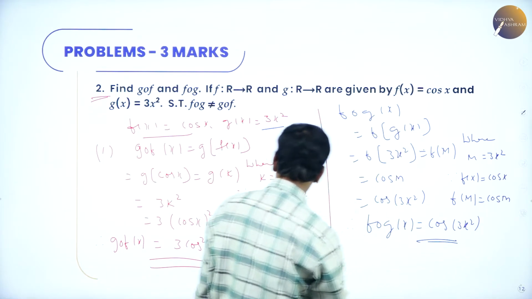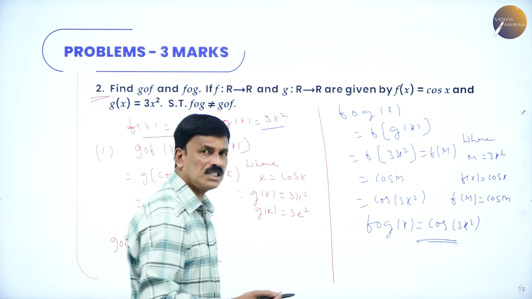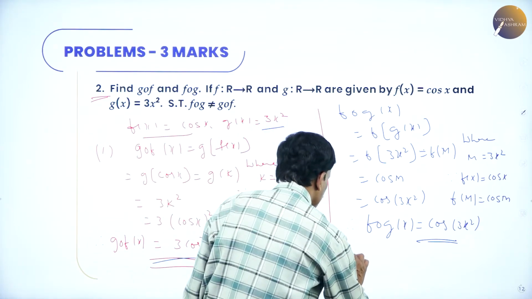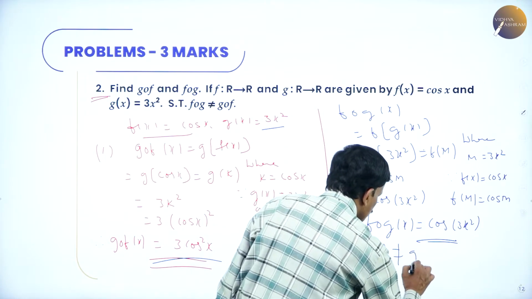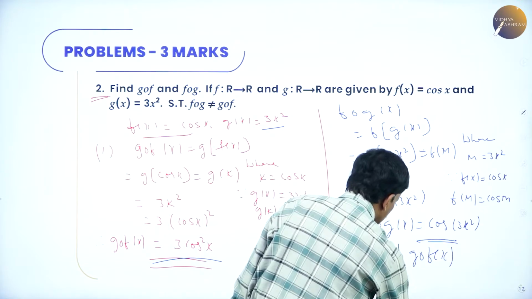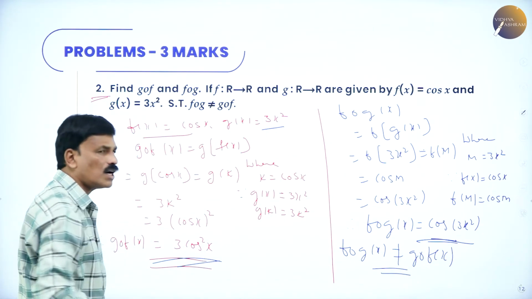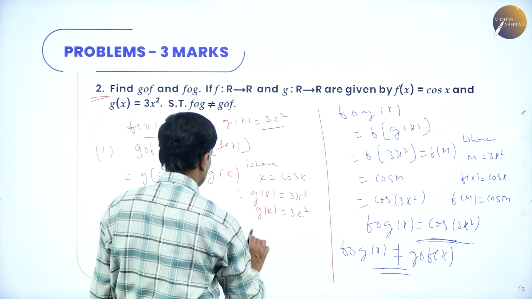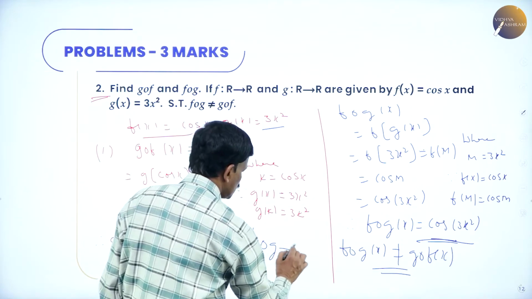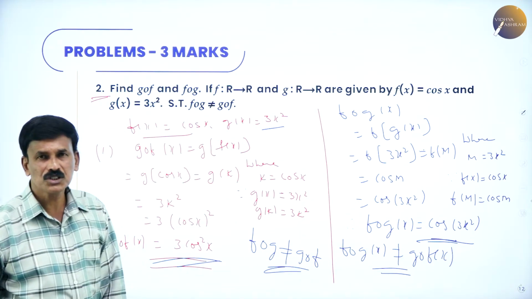See the difference? Here it is 3 cos square x, here it is cos of 3x square. So therefore f naught g of x is not equal to g naught f of x. They are not equal. This is cos of 3x square, whereas this is 3 cos square x. So you can say that f naught g is not equal to g naught f. If we do this much, we will get 3 marks.